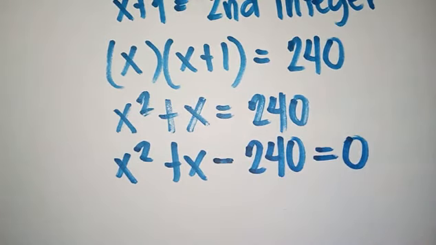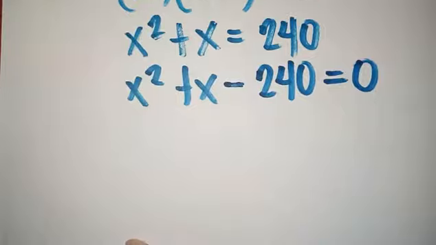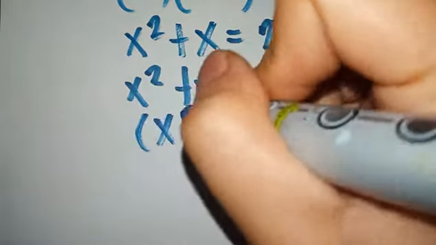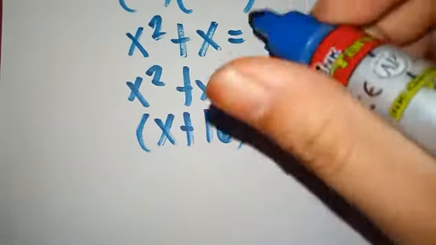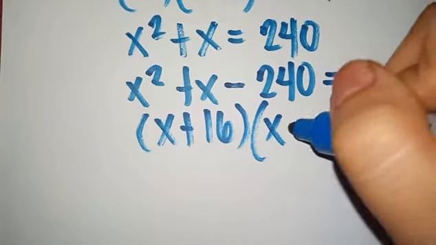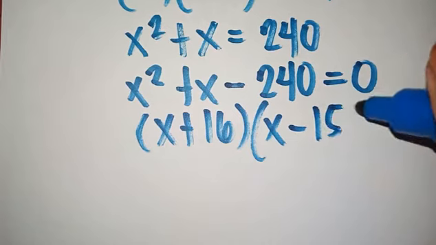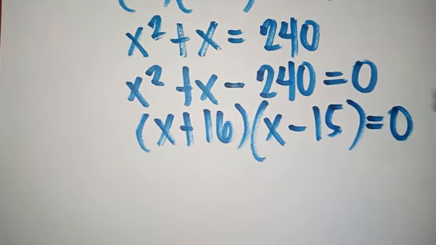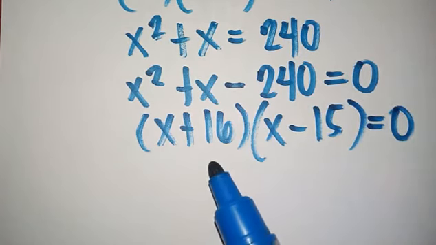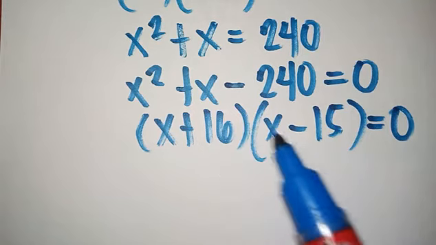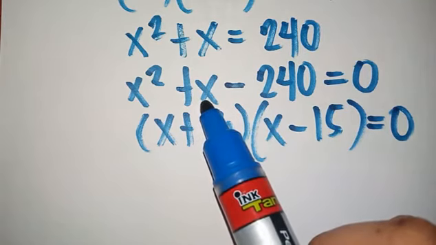Then, after that, i-factor na natin siya. So, ang factor nito ay magiging x plus 16, then x minus 15 is equal to 0. So, kapag pinag-add natin itong 16 and negative 15, makukuha natin ay positive 1.